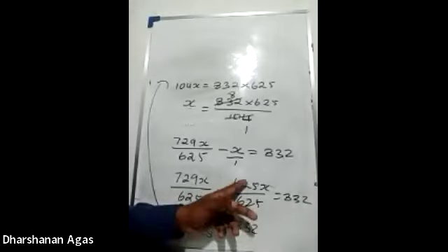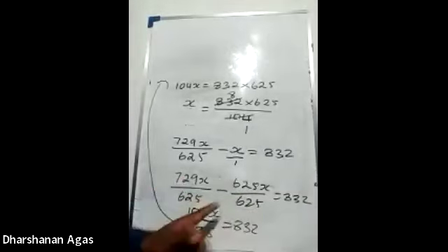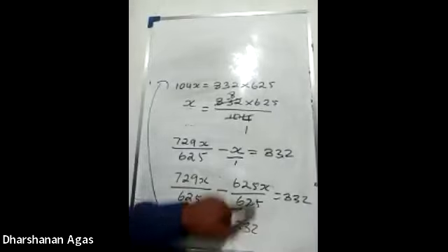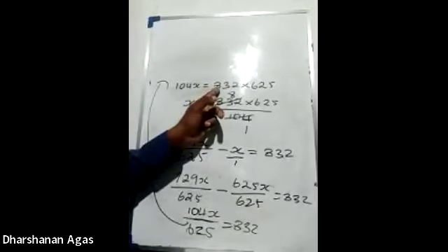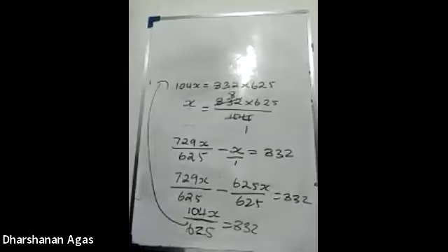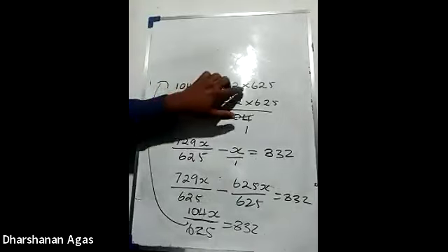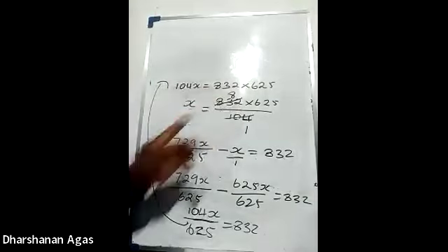If it is 100, write 100x over 100, then only it is easy to subtract. Then you have 729 minus 625, 104x over 625 equal 832. Then when you take 625 to the other side, it is multiplication. I didn't multiply, but I have shown in the method 832 into 625. 104x equals 832 into 625. The next step, I am taking this 104 to the other side.